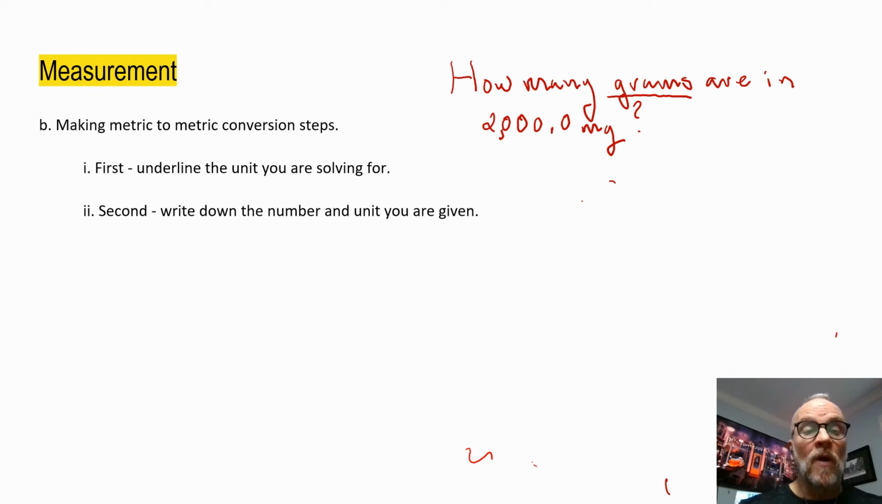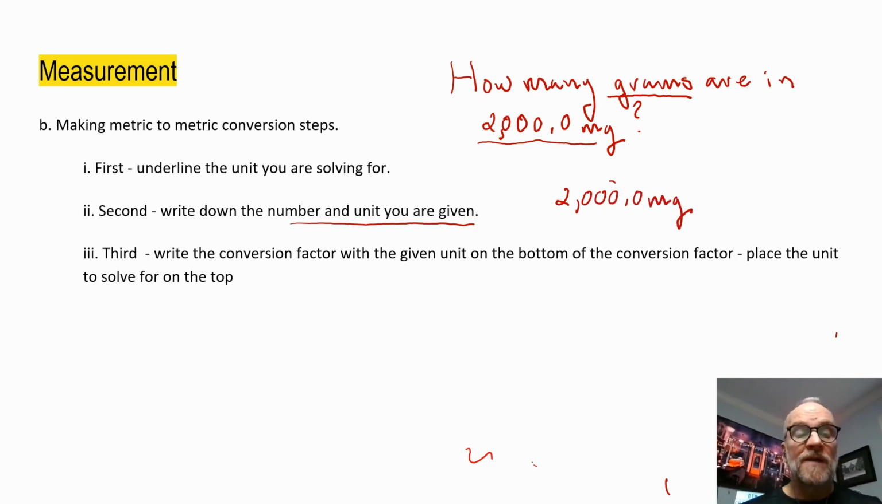And then it says second, write down the number and the unit you are given. The given will always be a number and a unit. So here we're given 2,000.0 milligrams. So we've taken care of the first two steps. Then it says third, write the conversion factor with the given unit on the bottom of the conversion factor. Okay, so a conversion factor looks like a field goal, something like that. And it says with the given unit on the bottom. So we're given milligrams, so that goes on the bottom.